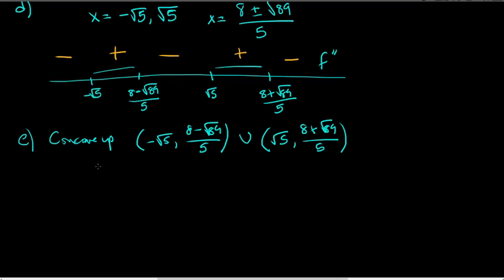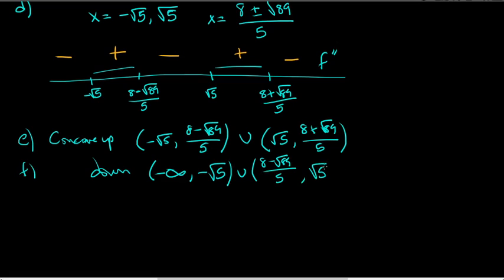And obviously, for part F, where is it concave down? Everywhere you see a negative. So from negative infinity to negative root 5, and then from this number, I don't know why I'm bothering writing this down, it's all in the answer key, right? And then this number here, 8 plus square root of 89 over 5, to infinity, right?